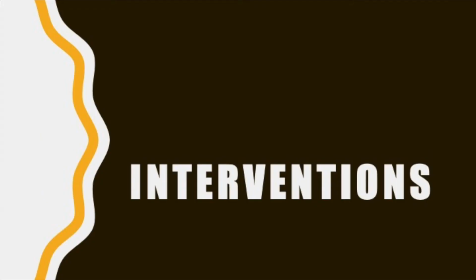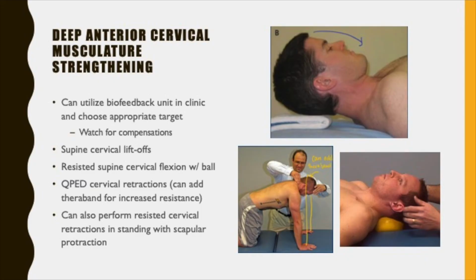So now that we've covered ways to examine these cervical structures, let's talk about how we can intervene and manage these patients. A great intervention for the local deep anterior cervical musculature is to utilize the biofeedback unit and have them practice their ability to perform a chin tuck without compensatory strategies. Other common ways to induce strengthening of the cervical musculature is to take a more global approach and do cervical liftoffs.